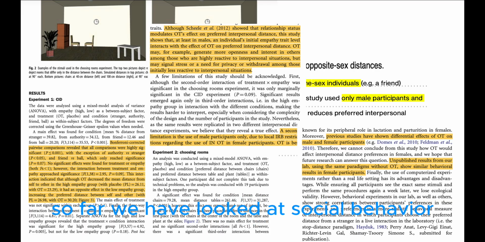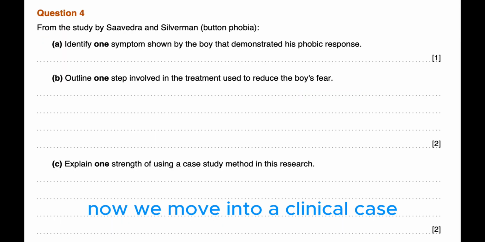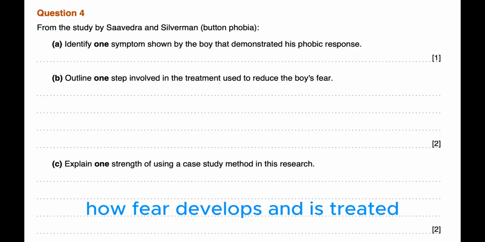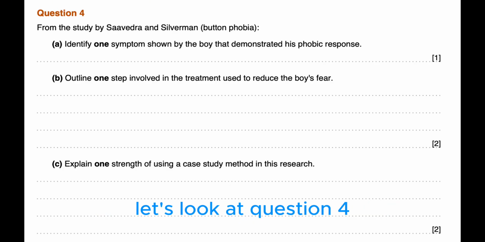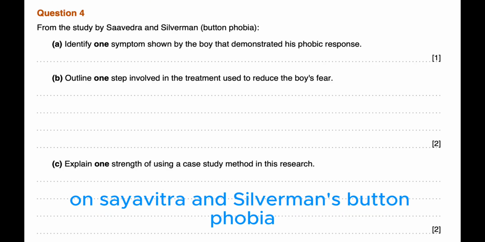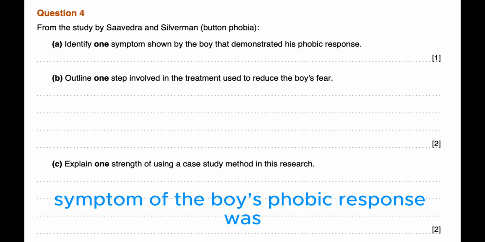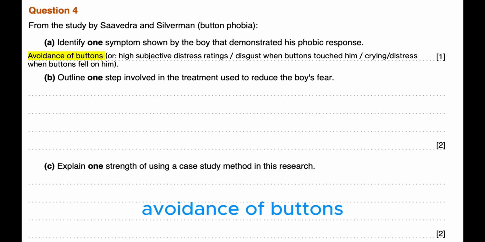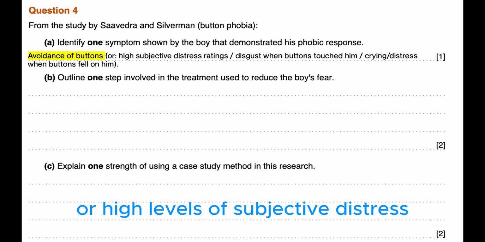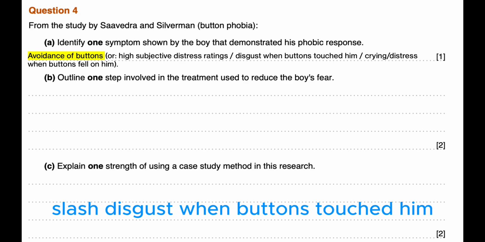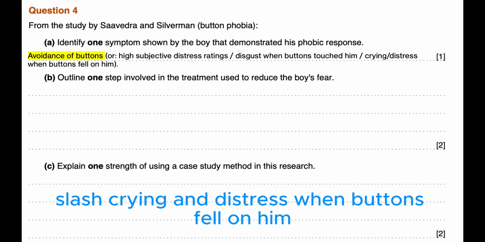So far, we have looked at social behavior. Now we move into a clinical case, how fear develops and is treated. Let's look at question 4 on Saavedra and Silverman's button phobia case study. Part A. One symptom of the boy's phobic response was avoidance of buttons, or high levels of subjective distress/disgust when buttons touched him, crying and distress when buttons fell on him.